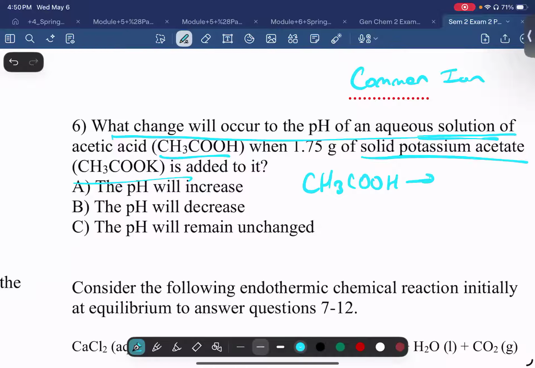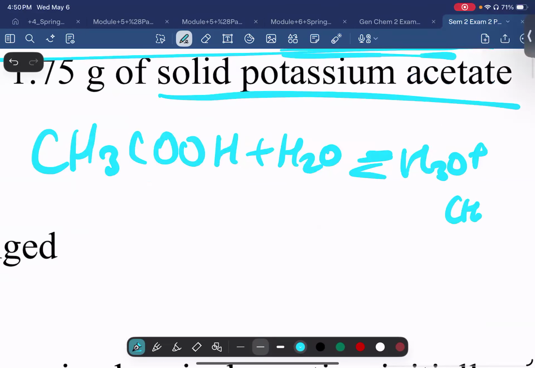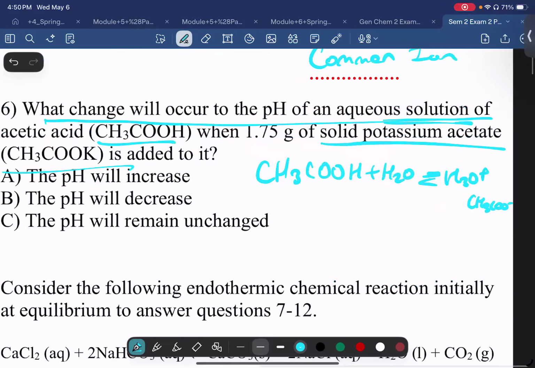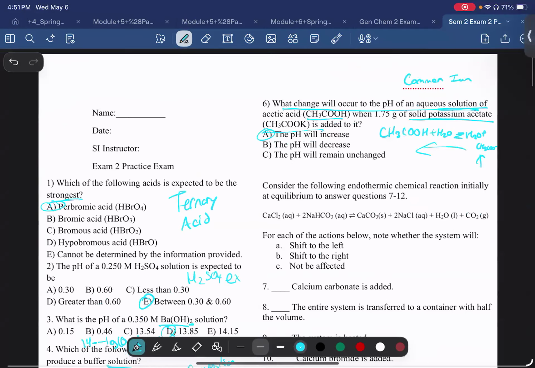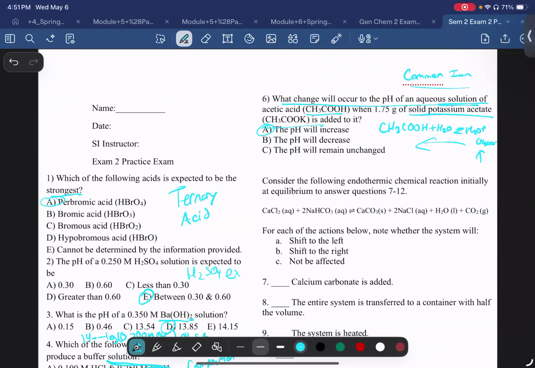But another way to think about it is acetic acid is already in equilibrium with water to produce hydronium plus acetate, right? And so if you add acetate, you're going to shift it to the left, decreasing the hydronium concentration. So if you decrease the hydronium concentration, the pH will increase, right? So that's the idea with that. So common ion is there.